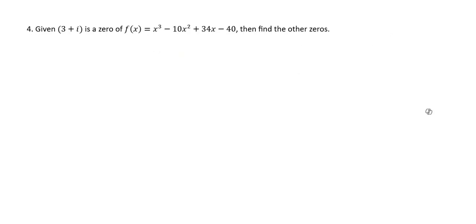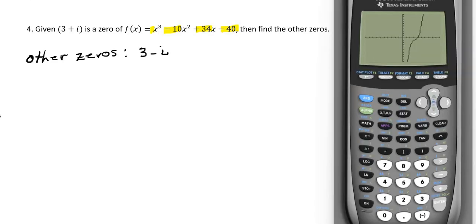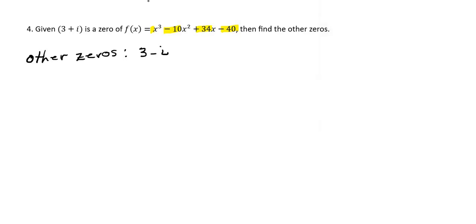In this problem, I'm given that 3 plus i is the 0 of the function, and I'm asked to find the other zeros. The first thing I want you to notice about this problem is that all of my coefficients are integers, so when that happens, I can apply the conjugate theorem. The conjugate theorem is on your reference sheet, and it tells you that if 3 plus i is a 0, then 3 minus i is also going to be a 0. Using my graphing calculator, I can see that the other 0 is 4.